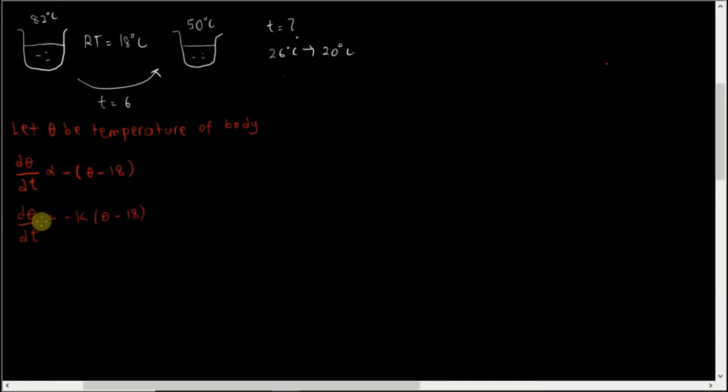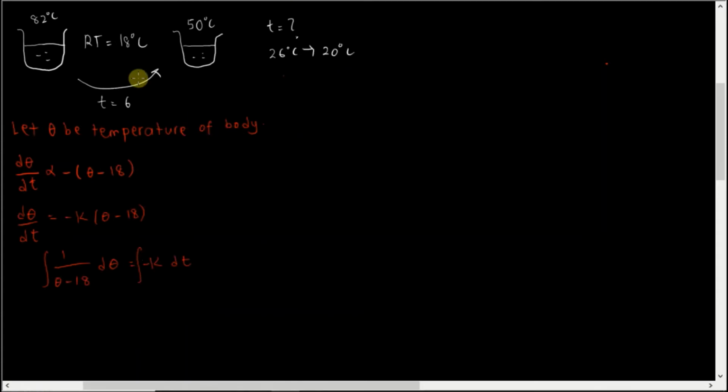We see that this is just a normal differential equation, and we can separate the theta from the t. So if I separate theta from t, I will bring this one, theta minus 18, to the left side. 1 over theta minus 18 d theta equals negative k dt. And then we integrate both sides. So we get like that. If I solve this one, I can get an equation.